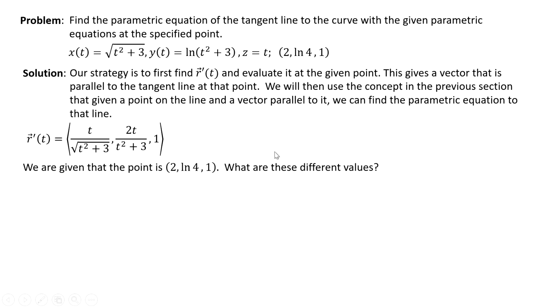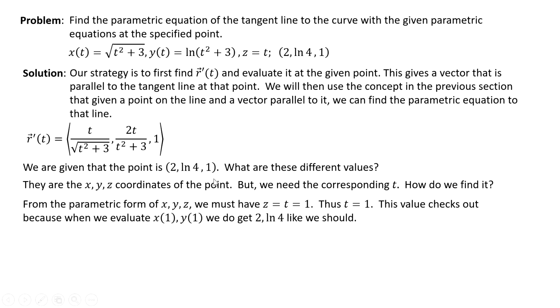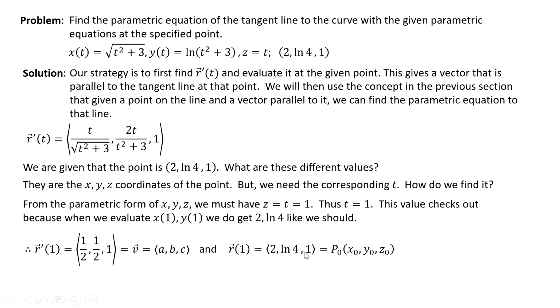So we are given the point. What are these different values? They are the x, y, z coordinates, but we need the corresponding t. How do we find it? So like I said, z equals t equals 1 is a simpler idea, and it checks out because when we evaluate x of 1 and y of 1, we do get 2 and that. So r prime at 2, natural log of 4, 1 is the same as r prime evaluated at t equals 1. And that's our parallel vector v, which is a, b, c. And the point itself is this x, y, z. So this is what I'm saying is p sub 0, x 0, y 0, z 0.